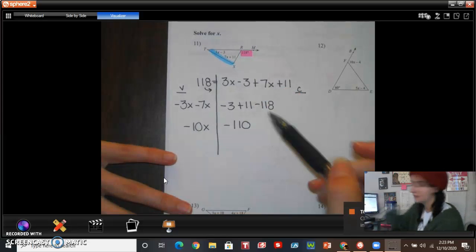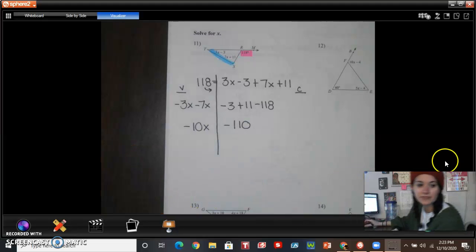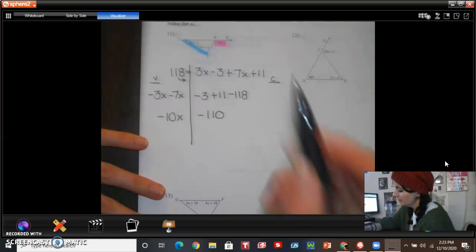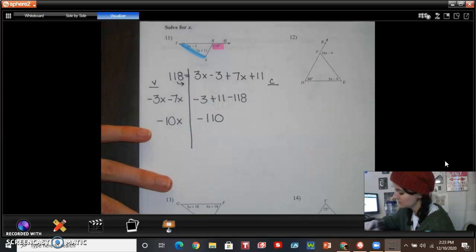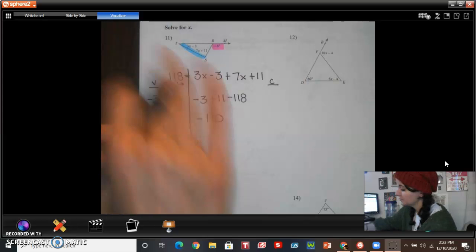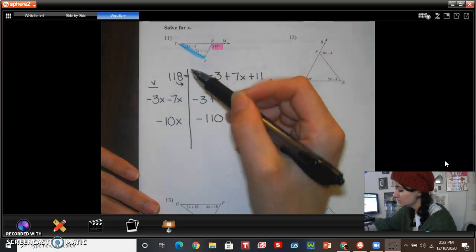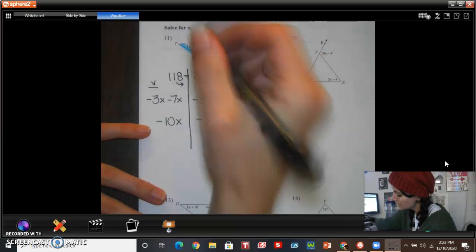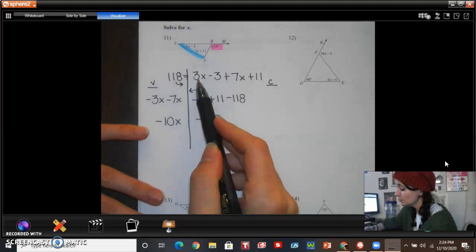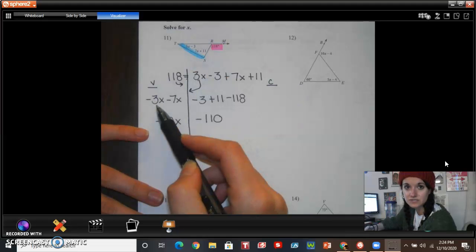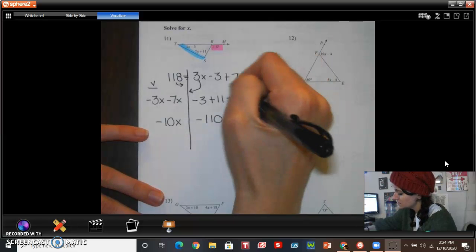Okay, so if we put all of our variables, everything that has x, on this side of our line, and we put all of our constants on this side of the line. We always draw the line through the equal sign. So for 3x to move over here, it's a positive 3x. If you go through the wall, it turns opposite, so negative 3x. Okay, we have a positive 7x that needed to move over here. So for it to go through the wall, it turned into a negative 7x.